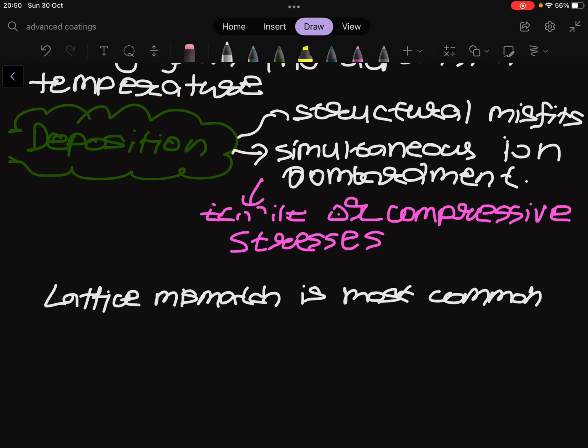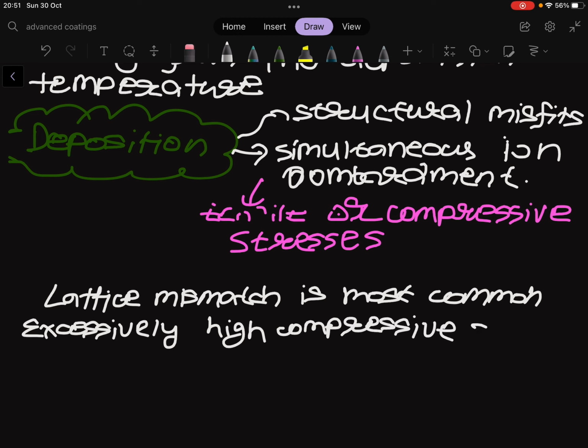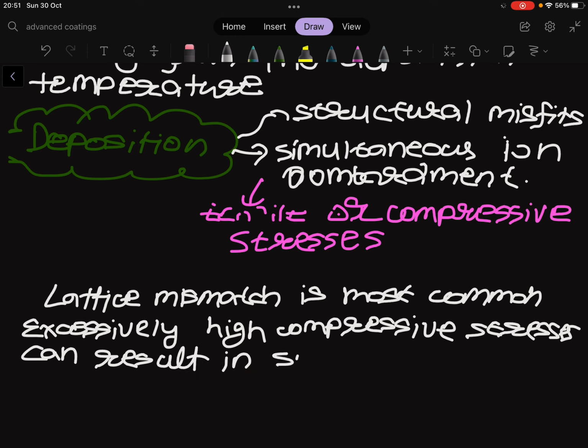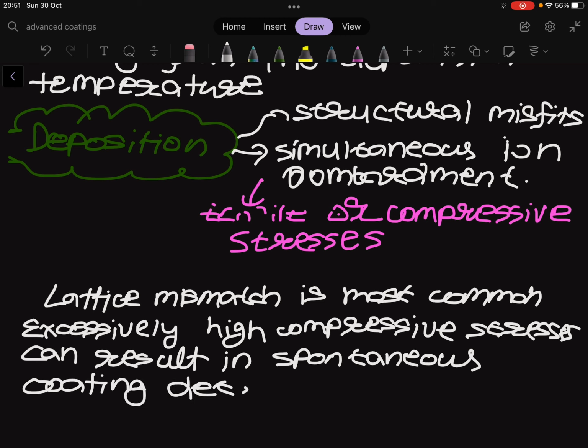Excessively high compressive stresses can result in spontaneous coating detachment. For example, during cooling from the process temperature, or detachment can happen when the component is externally loaded.